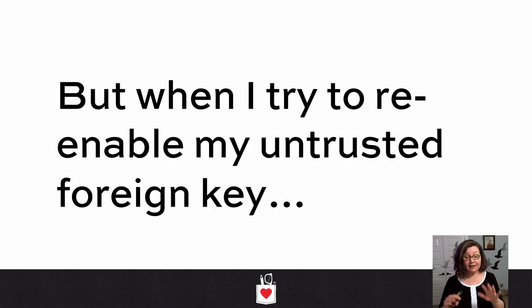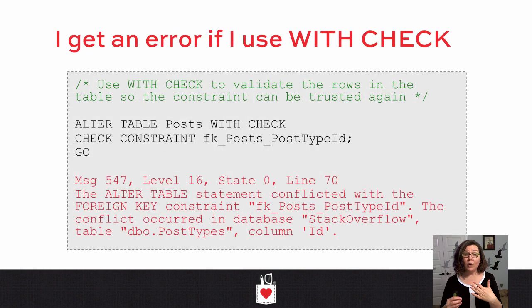So let's say I go back and I'm like, okay, well, I did my NOCHECK, I did my data modifications, and now I need to re-enable the foreign key. To do this properly, what I need to do is use this syntax, and you can get this syntax half right. So here's the syntax you should use when re-enabling a foreign key. What you want to do is say, alter the table posts with check.